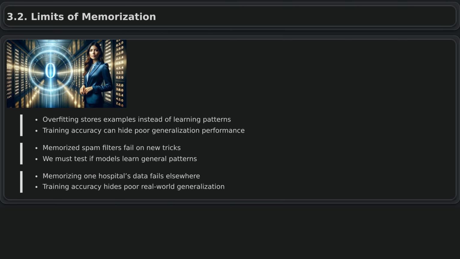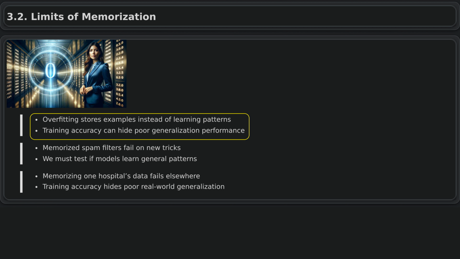Limits of memorization. When a model memorizes its training data, it stores exact input and output pairs instead of learning the underlying patterns. This is similar to memorizing exam answers without understanding the concepts, which fails when questions are asked in a new way. A model that behaves this way is overfitting. It has very low error on the training data, but performs poorly on new, slightly different data.